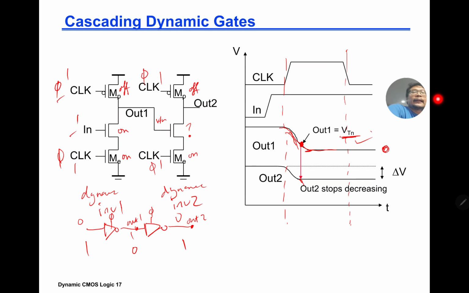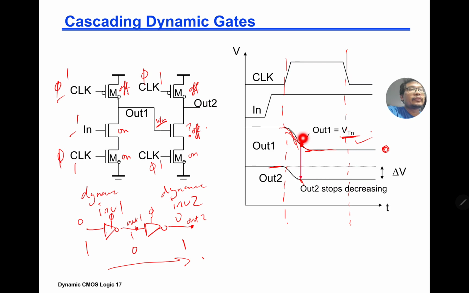So out 1 is going to drop all the way to 0. So this one is essentially, you can say, off. Initially it's in the on state, and then gradually it's going to go down, and when it reaches VTN it's going to stop because it's off. So is it a buffer? It's not really working as a buffer.